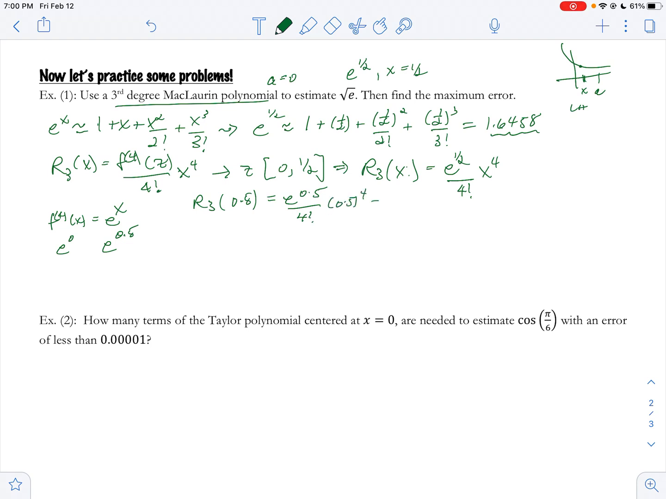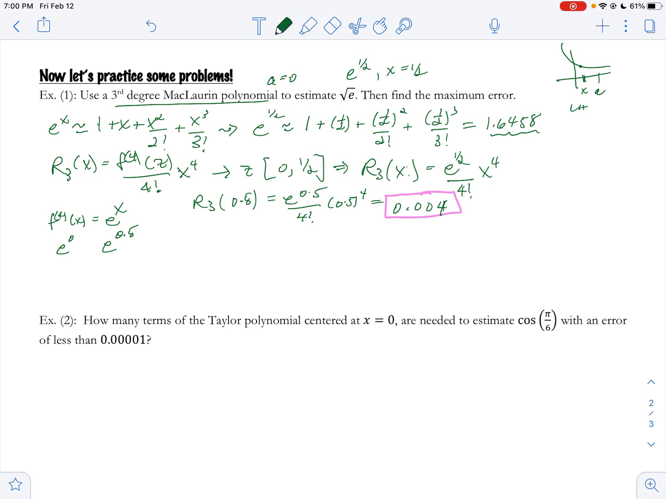And when you plug that into your calculator, you should get 0.004. So this is our error. And this should be our maximum error, the largest error that we can get. So what does that mean exactly?